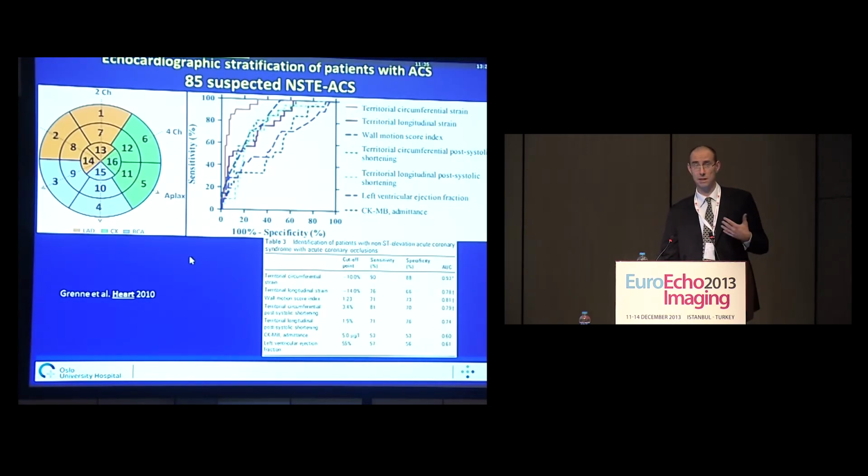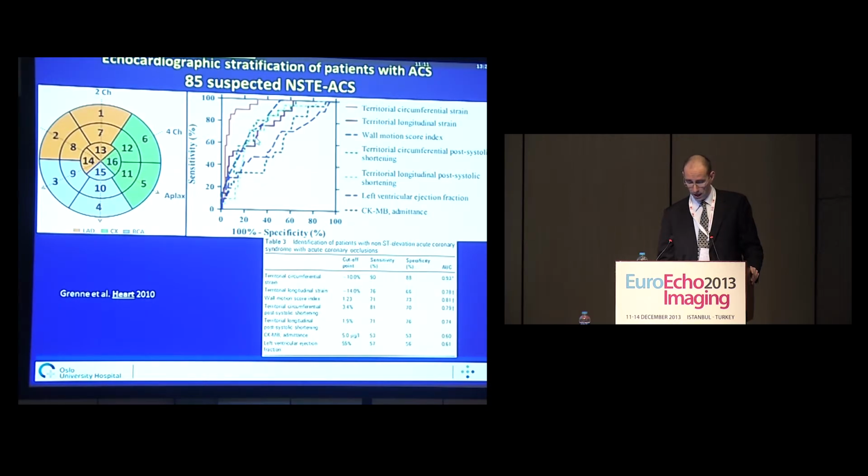Gren et al. took the same idea one step further, and they looked at 85 patients with suspected NSTE-ACS. Immediately when they entered the ER, they did an echocardiography, and they calculated territorial longitudinal and circumferential strain according to the perfusion territories of the 3 major coronary arteries.